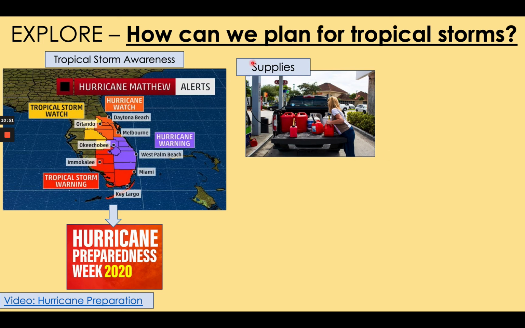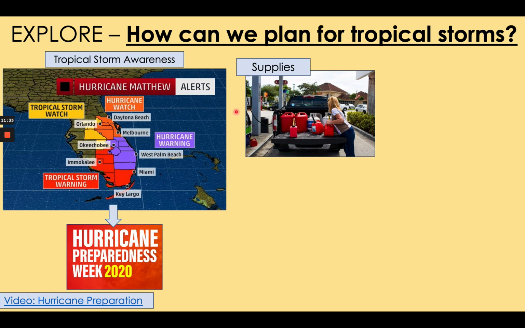One of the key points indicated by Hurricane Preparedness Week is what supplies to buy before a tropical storm hits. For instance, this woman is stocking up on fuel for her car, because when tropical storms hit, petrol stations such as this one close down or are destroyed, and so transportation during and after a tropical storm becomes much more difficult if you're out of fuel. And so stocking up on fuel supplies allows people to, for example, escape a damaged area, evacuate, or recover more easily after the tropical storm has passed. For example, you can go rescue friends and family, or go to emergency shelters by car.